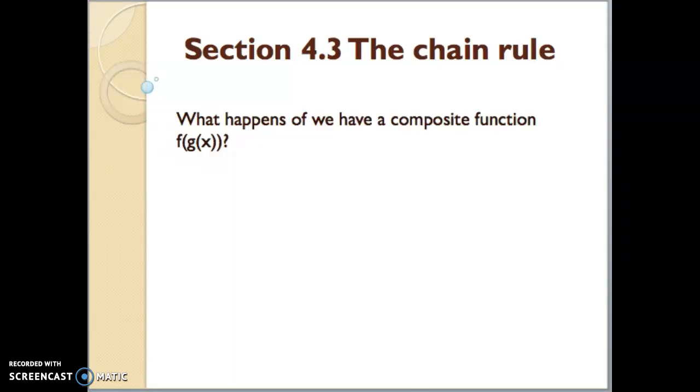This is a little video about the chain rule. This is where we are looking at a composite function, where we have plugged the value of one function, say g of x, into another function, that would be f of x.